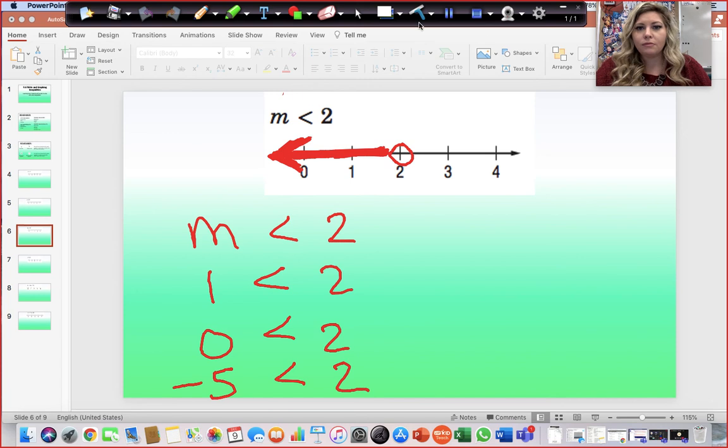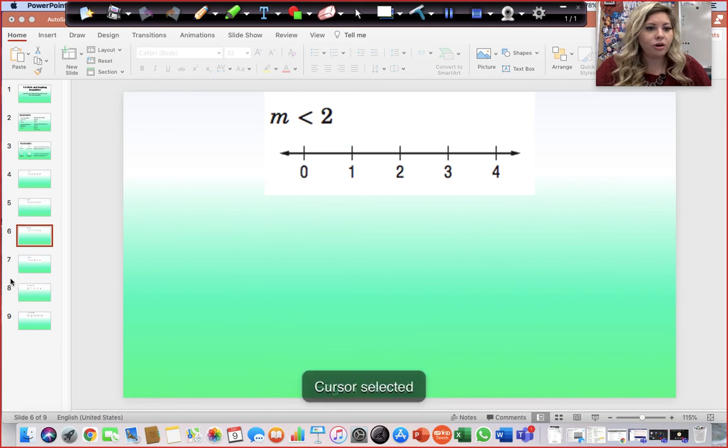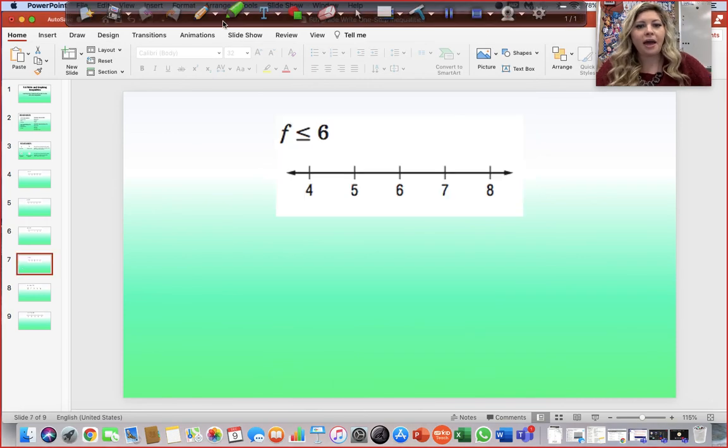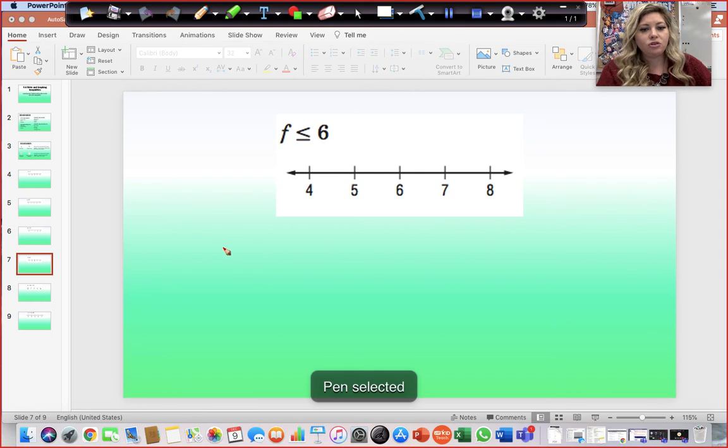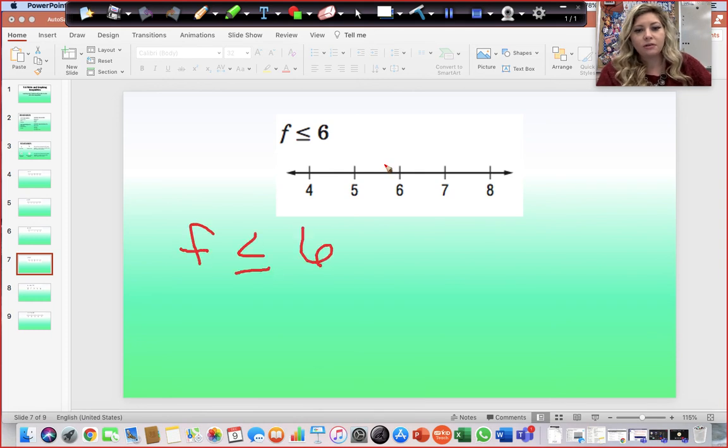All right. Moving on. Okay, f is less than or equal to 6. So I'm going to circle 6. It is including 6 because f is less than or equal to 6. So I am including 6, so I'm going to color it in. And then I want to shade in the direction of all of the numbers that are less than 6.